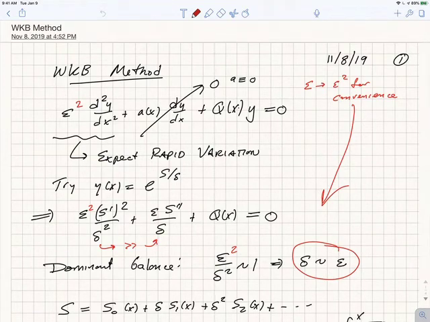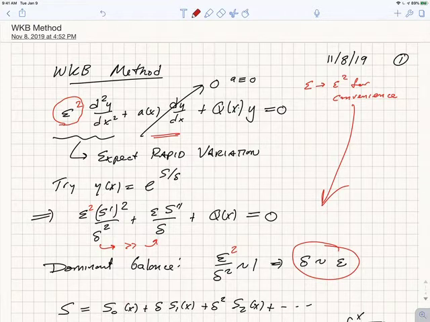Hi class. Next we're going to consider what's known as the WKB method, which again is a way of solving this singular perturbation problem, this differential equation, where the order of the equation changes in the limit where the parameter epsilon goes to 0. In this case, we're going to take the case where there's no linear term, where a of x dy dx goes to 0.